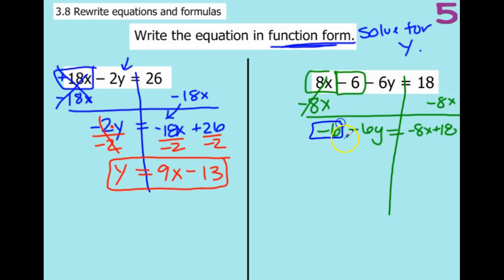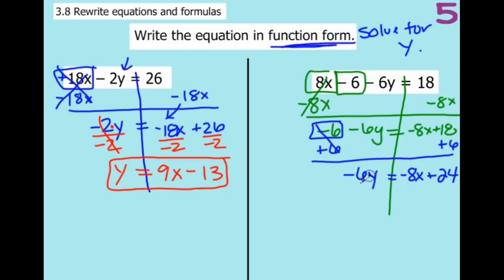Still getting rid of numbers here, just whatever's added and subtracted. I'm going to add 6. I can add it to this 18 because neither of them have numbers or letters with them. Negative 6y equals negative 8x plus 24.